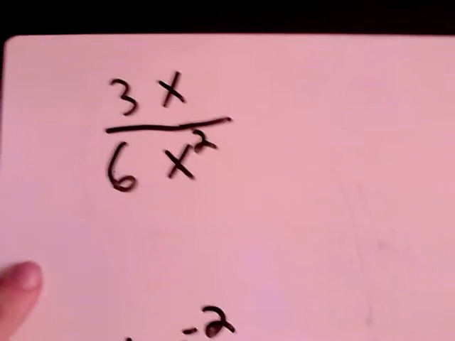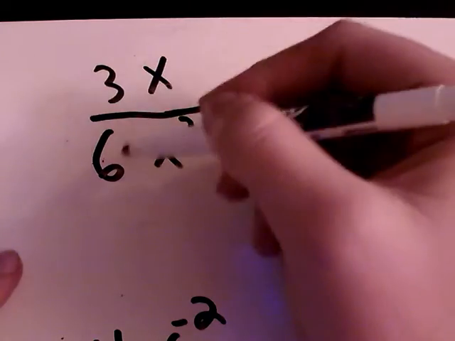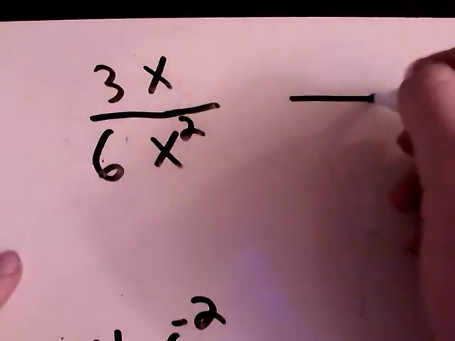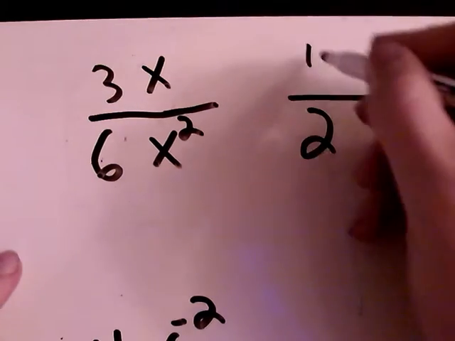Alright, 2 more examples. Alright, so this one up here. Remember, you treat the numbers just like normal. So if that's a fraction, it reduces down to 1 over 2.